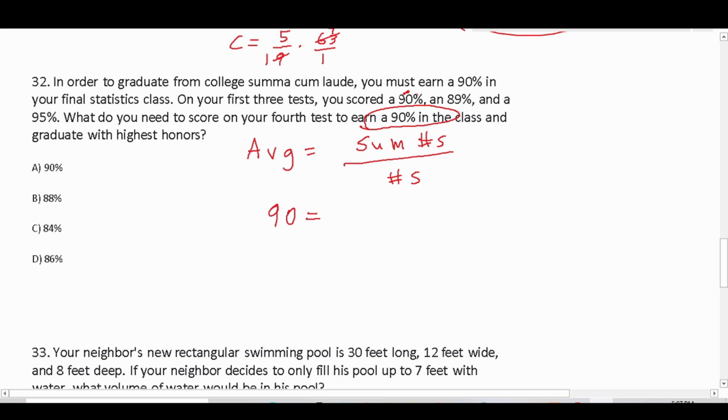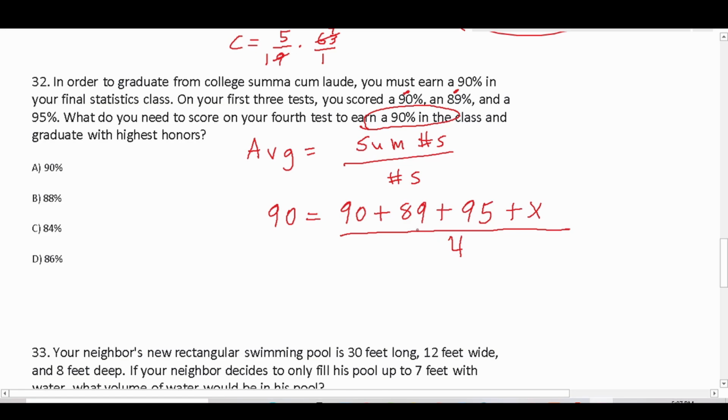We have 90% right there, so we have 90 plus 89 plus 95. But that said, we're told that there are 4 tests. We only know 3 of them. We're going to represent this unknown 4th test score with an x, so this is going to be plus x. And then we divide this by how many numbers there are. There's 1, 2, 3, 4 numbers. So just like that, we set up our equation that we can now solve.